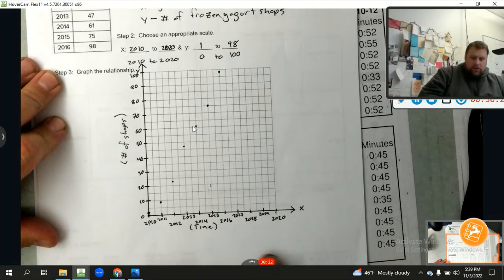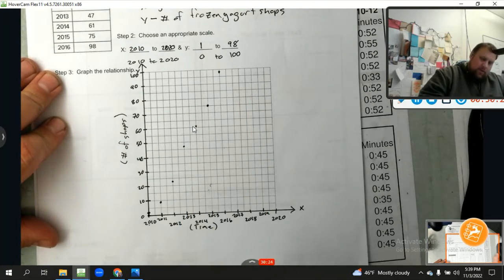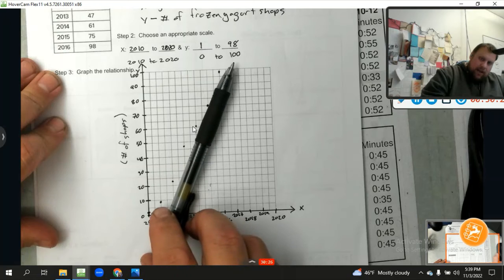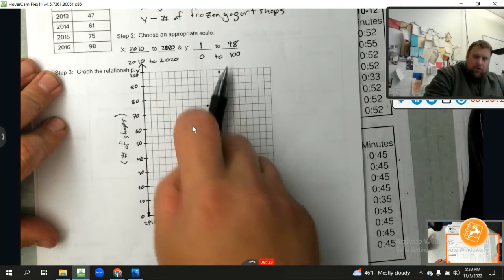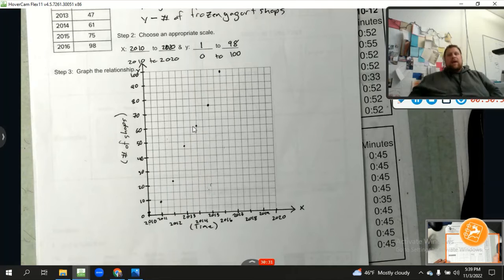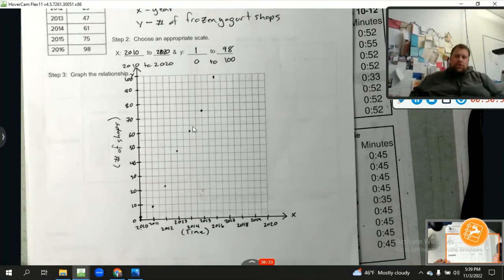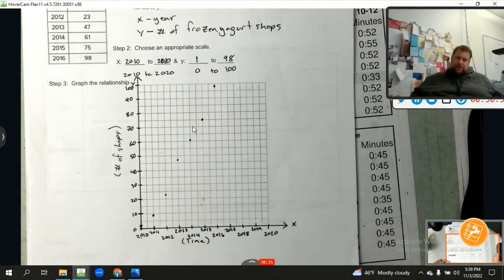I know we included those numbers up to 2020, but this is all we had data for. And we can see this is actually, it's not a straight line, but it's not bad. It's good growth, right? Okay? And that is how you choose an origin, choose a scale, and graph the relation.